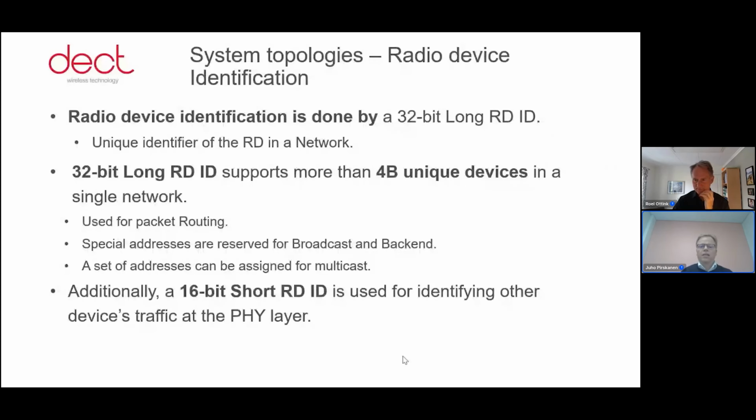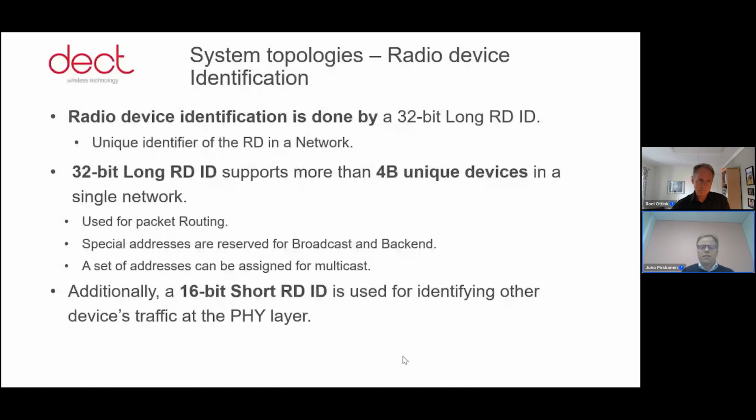And then we have been defining special addresses for broadcasting messages in the system and also for the backend. So when data is sent to the backend, that can be identified with the special address value. And then a set of addresses can be assigned for multicast. So basically, out of these 4 billion values in the system configuration, you can say that these values are used for different multicast addresses.